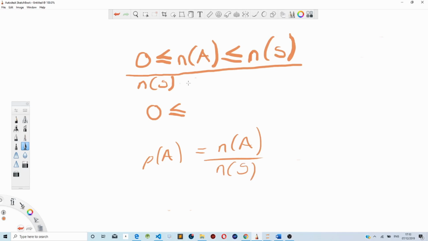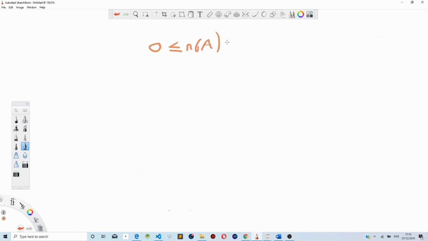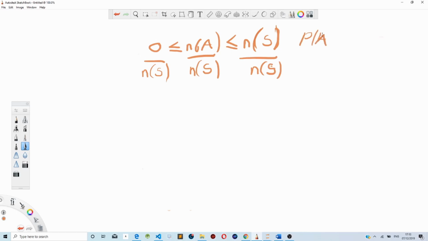So, to avoid confusion, let me just do it like this. We said 0 was less than or equal to the number of elements in the subset A, which was less than or equal to the number of elements in the possibility space. So if you divide both sides by the number of elements in the possibility space, we know that the probability of A is equal to the number of elements in event A over the number of elements in the possibility space S.